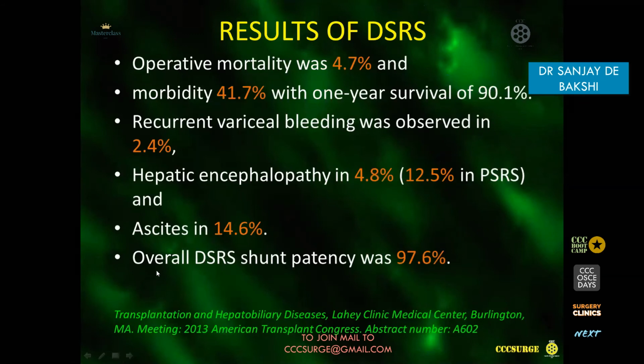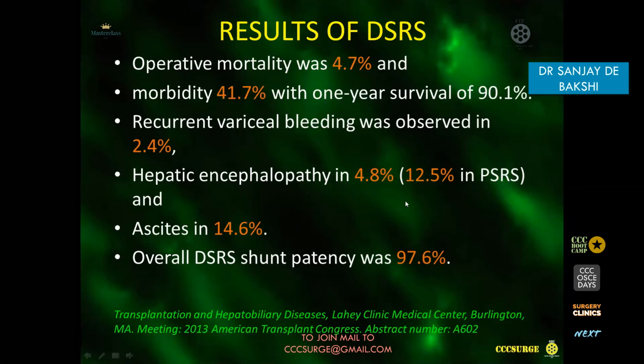So the results of DSRS: operative mortality was 4.7, morbidity 41.7. One year survival is very high, more than 90. Recurrent variceal bleed was observed in 2.4, so that's pretty good. Hepatic encephalopathy was 4.8. Remember that we are inducing some amount of blood, and this proves it. You were asking why PSRS is non-selective. 12.5% in PSRS versus 4.8 in DSRS. Okay. Overall DSRS shunt patency was 97%.